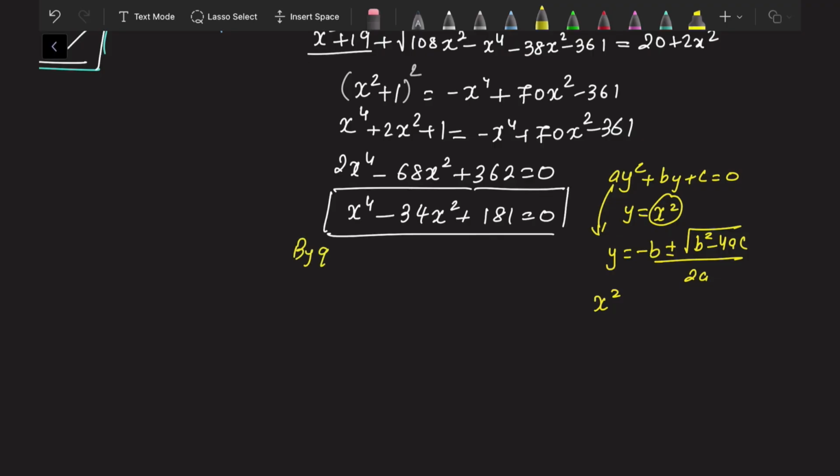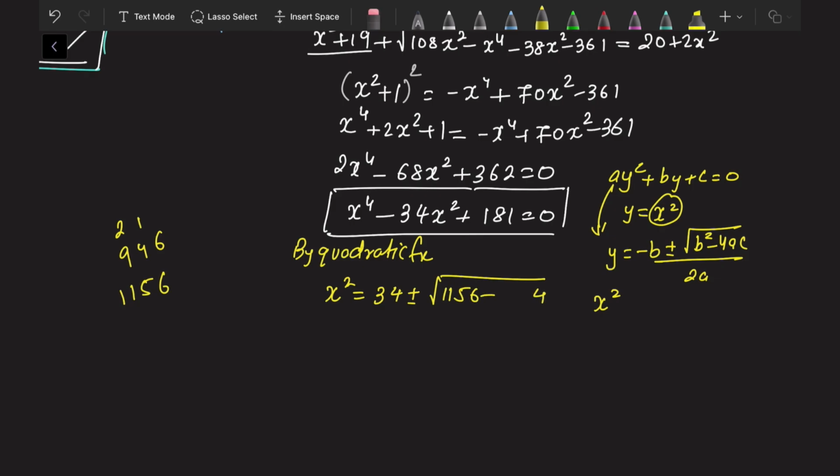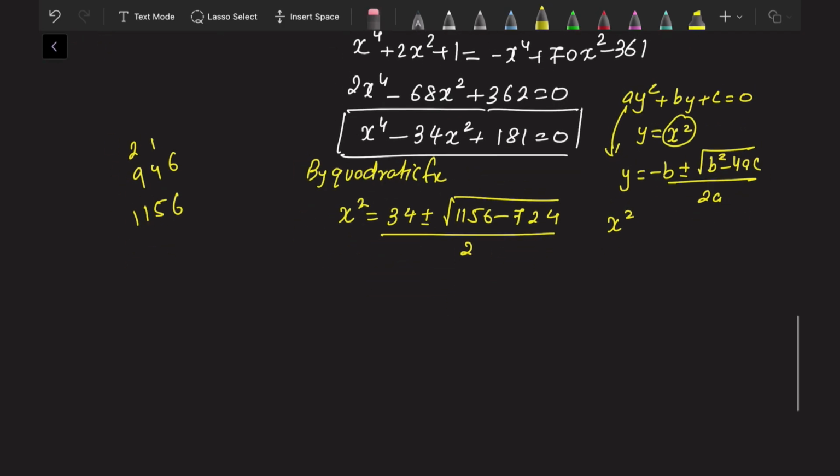So using the quadratic formula, let me write: by the quadratic formula, the value of x square equals negative b, which is 34, plus and minus the square root of 34 square minus 4ac. 34 squared is 1156, so 1156 minus 4ac, which is 4 times 3 times 3 times 2, that is 724, and this is all divided by 2.